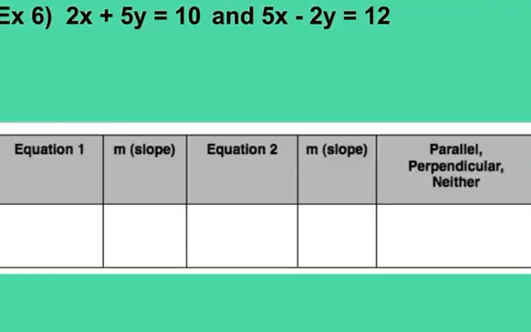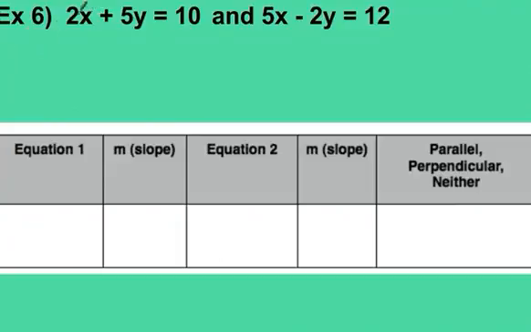For number 6, our first equation is 2x plus 5y equals 10, and our second equation is 5x minus 2y equals 12. Now remember, in order for us to easily identify what our slope is, we have to have those equations in y equals mx plus b. So we need to change both of these equations to where they're in that y equals mx plus b form.